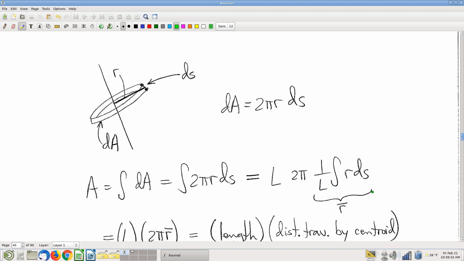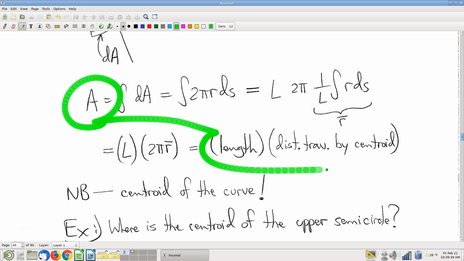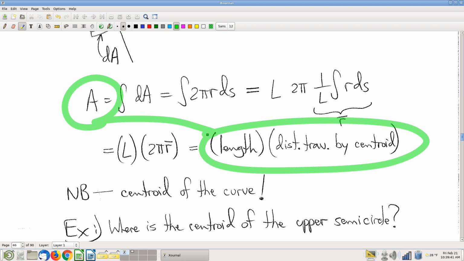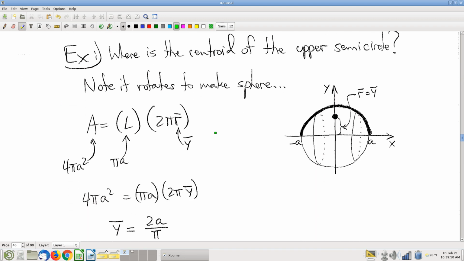But the punchline is, the morally equivalent argument tells you that the overall area is the length of the curve times the distance traveled by the centroid. So, a very familiar punchline and similar applications. So here's a nice application.